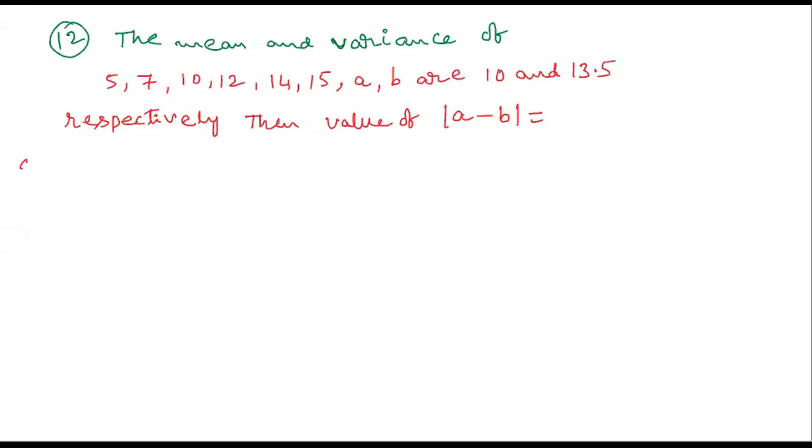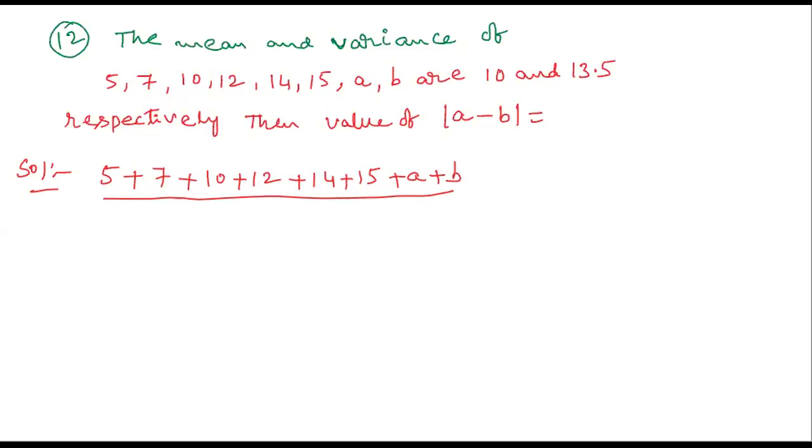So here mean is given. Mean means we know that sum of the observations, 5 plus 7 plus 10 plus 12 plus 14 plus 15 plus A plus B divided by total how many terms are there? 3 plus 3, 6, 7, 8. It is equal to 10.